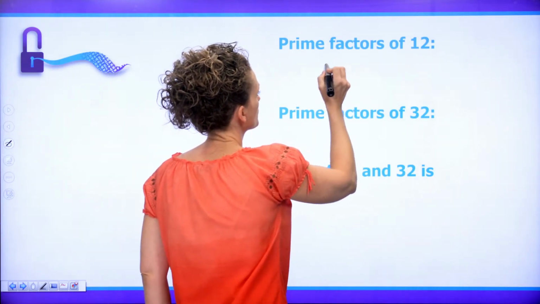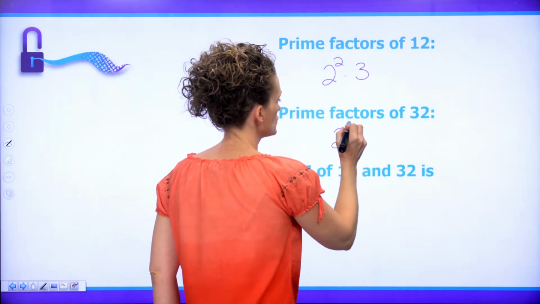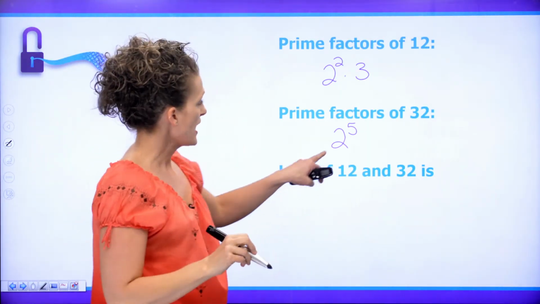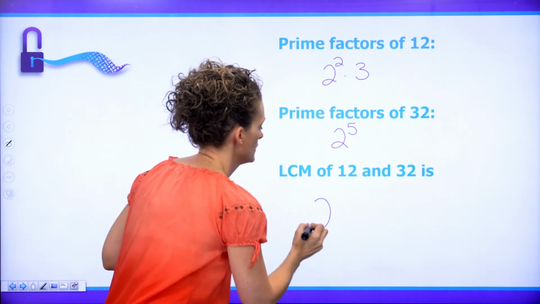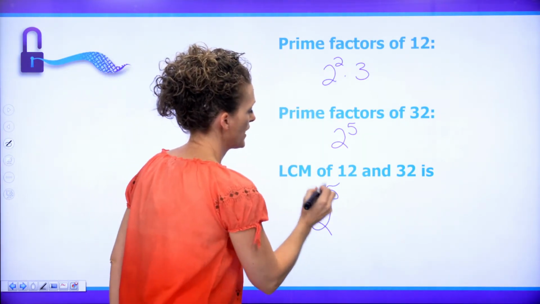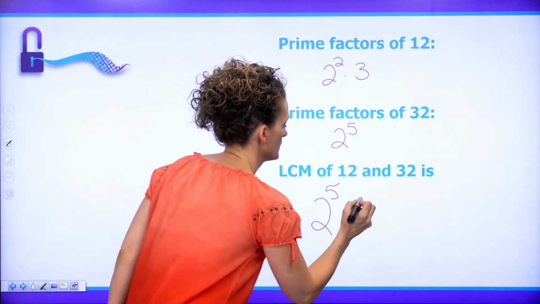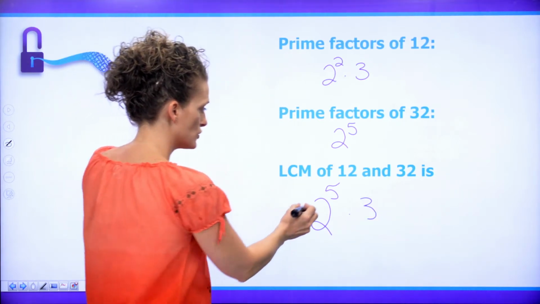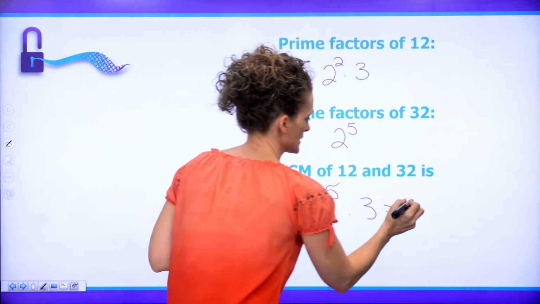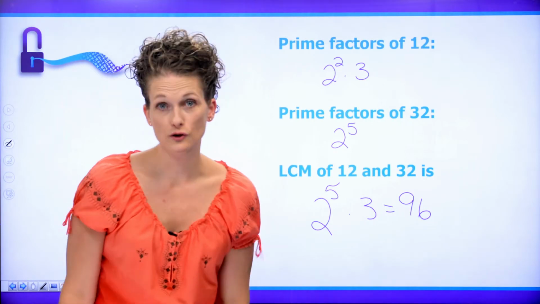So 12 is 2 squared times 3, and 2 to the 5th power is 32. So what is the least common multiple? Well, we have a base of 2 for each one, and we take the one with the biggest exponent. In this case, we have 2 and 5, so we're going to go with 5. Then we've got a 3 here. We don't have a 3 here, but we have to keep it. So we have 2 to the 5th power, which is 32, and 32 times 3 is going to be 96, which is what we found when we did our multiples. So the least common multiple of 12 and 32 is 96.